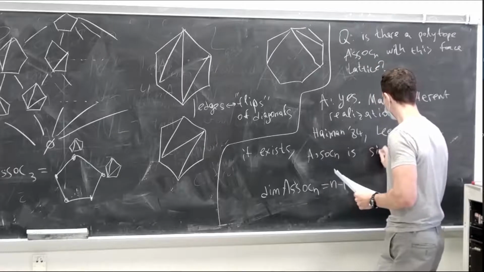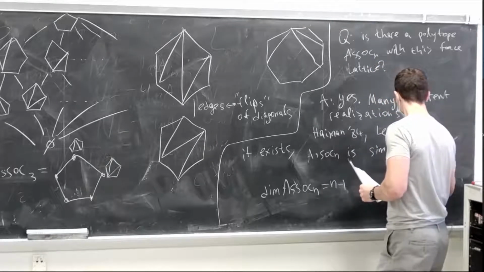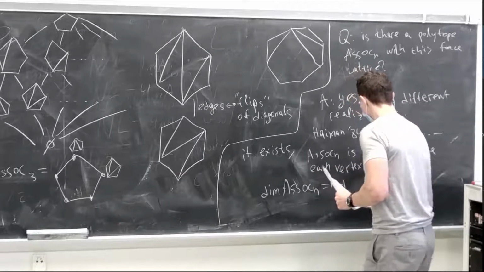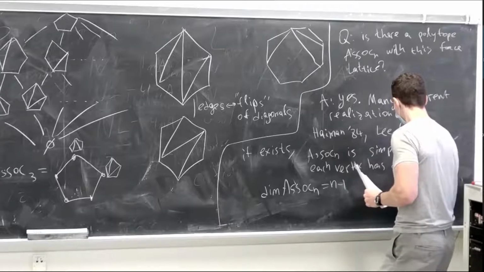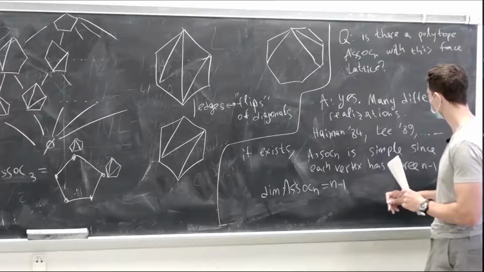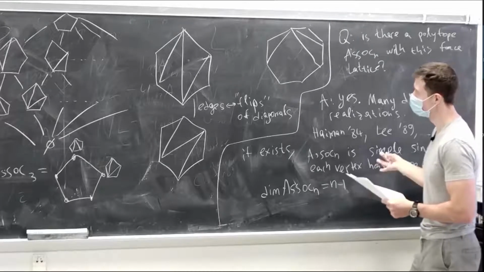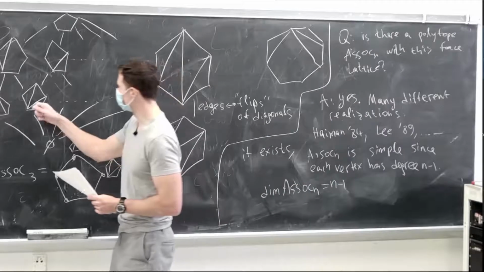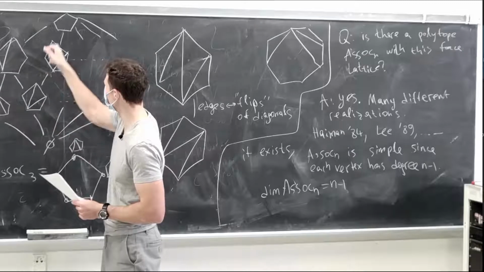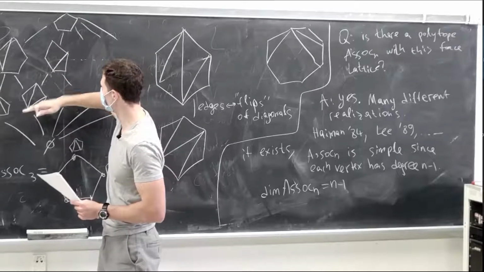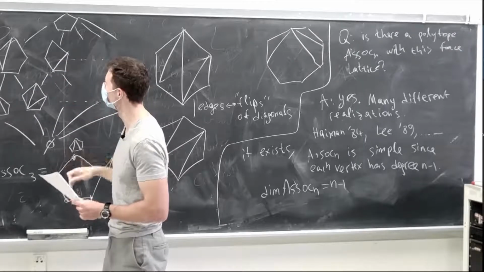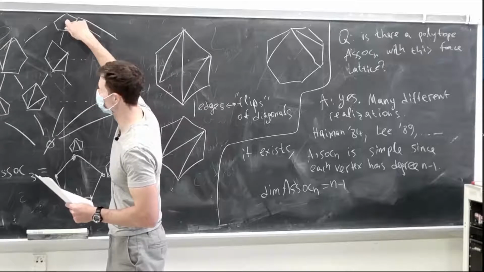So it is simple since each vertex has degree n minus 1. Anyways, you actually know the dimension because if this is a 0-dimensional face and has n minus 1 diagonals, then this is going to be a 1-dimensional face and 2-dimensional. This poset is what is called graded. There are levels. It's graded by the number of diagonals. In particular, if this is 0-dimensional, this has to be n minus 1 dimensional.